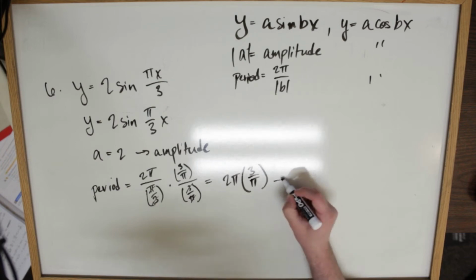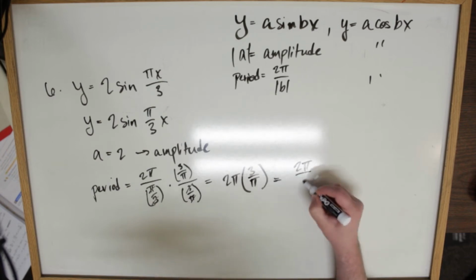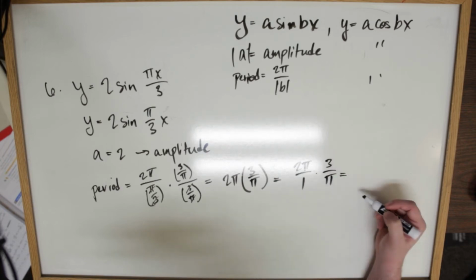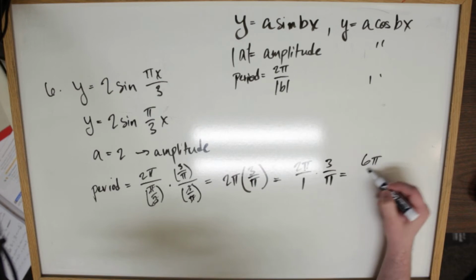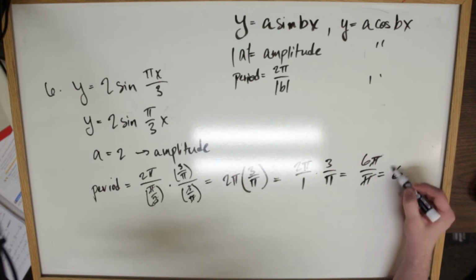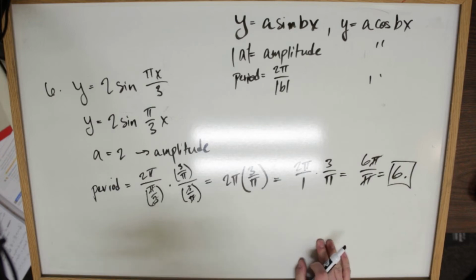Or another way to think about it is 2 pi over 1 times 3 over pi. That way you can multiply across. 6 pi over pi. These guys are going to cancel, so I'm left with a value of 6. So the period is going to be 6.